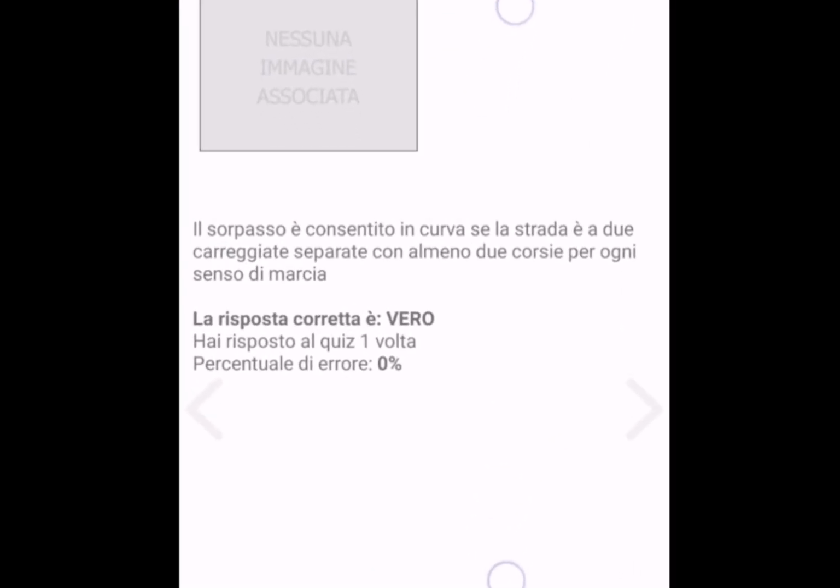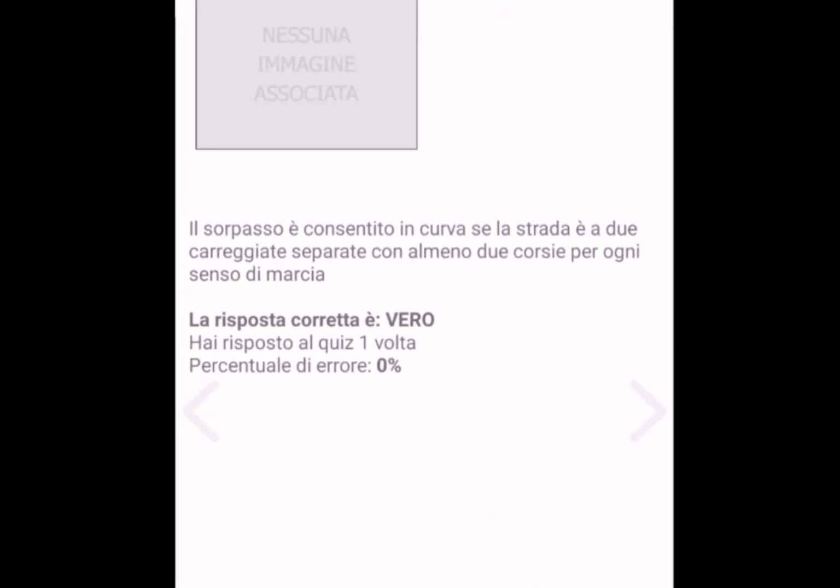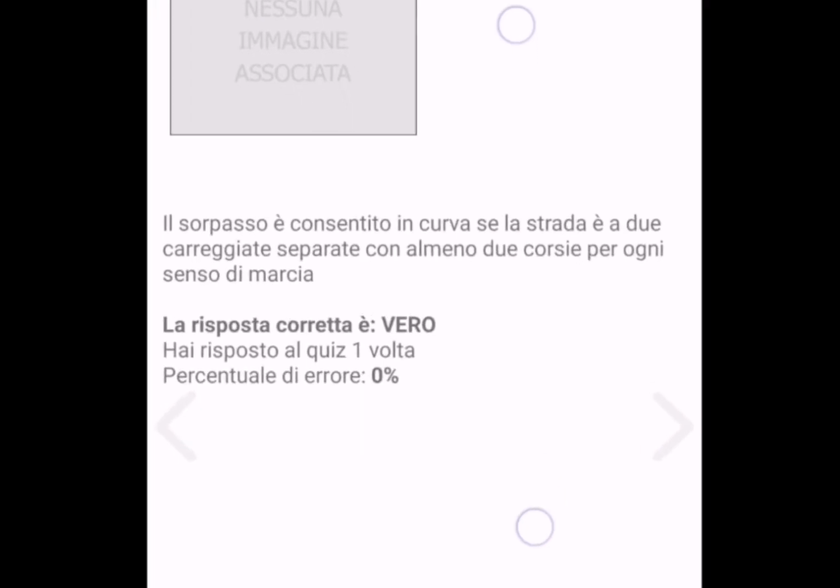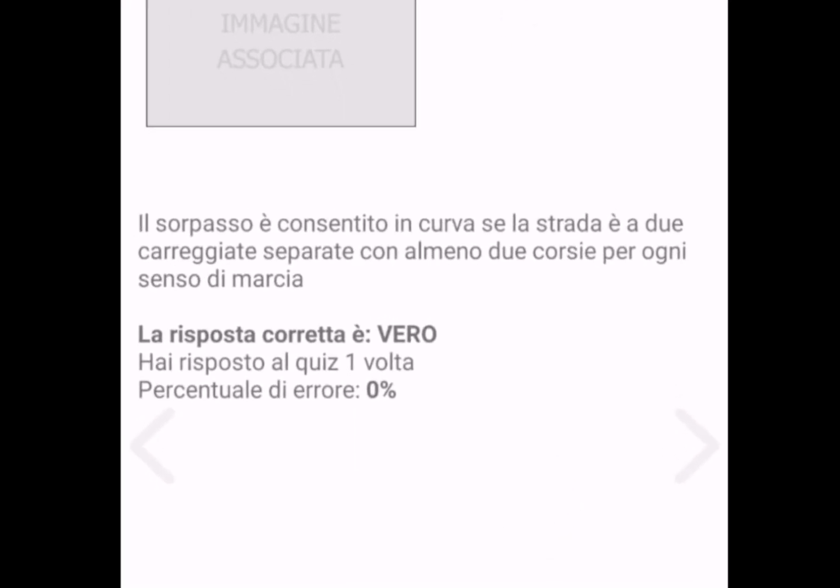Then this one here is saying, "Il sorpasso è consentito in curva se la strada è a due carreggiate separate con almeno due corsie per ogni senso di marcia." That is what I've been saying since. Why I'm repeating myself is that these questions come up very often, and I'm bringing it to your notice so you don't have a reason to be confused. Overtaking is allowed.